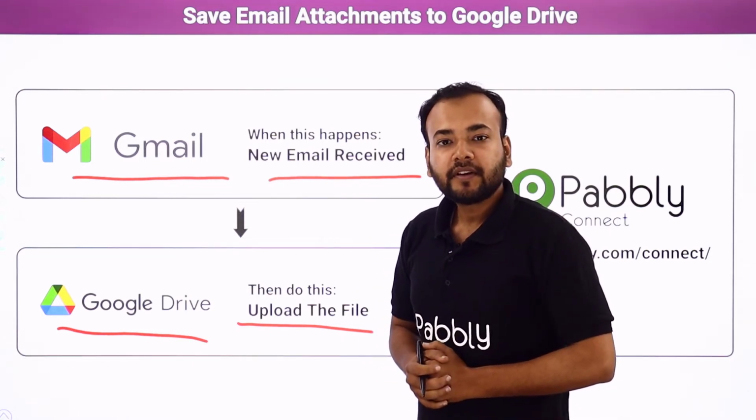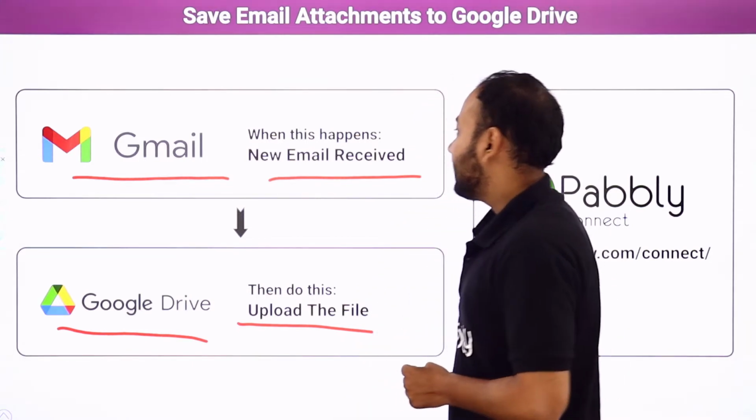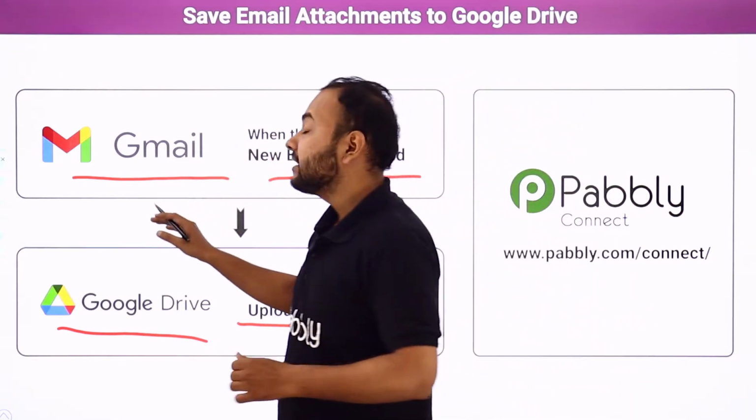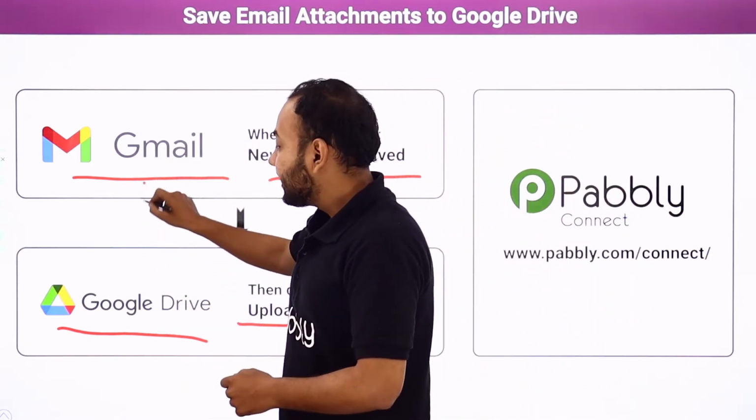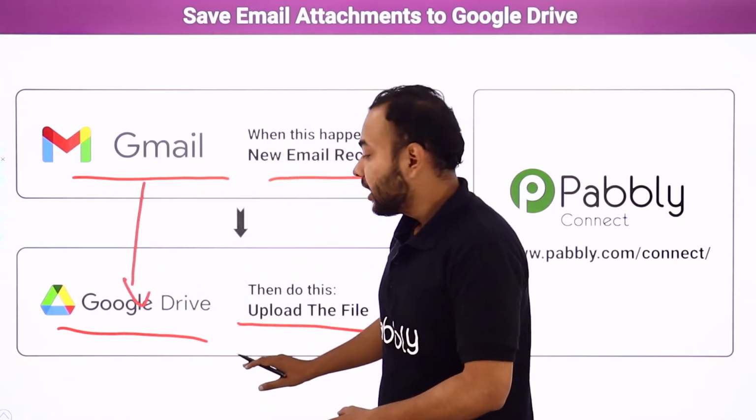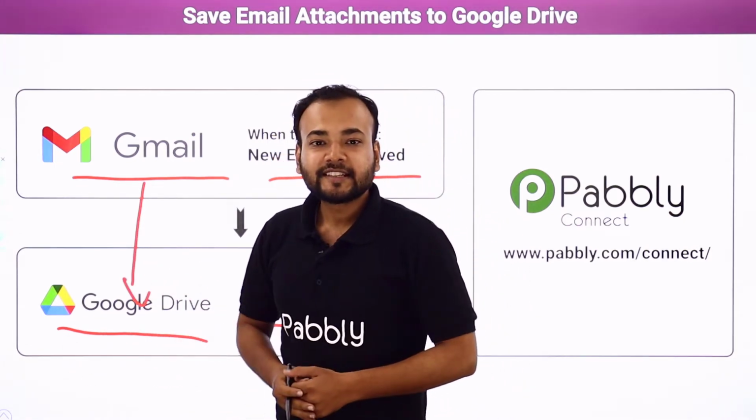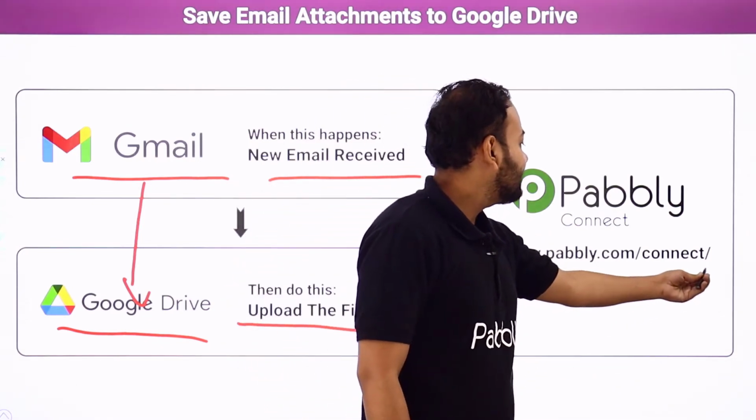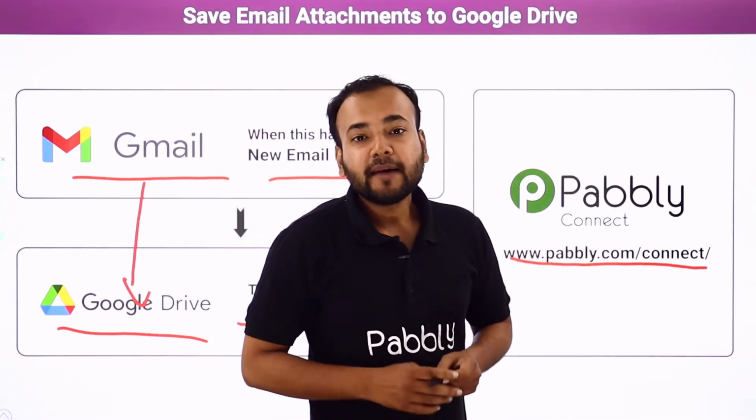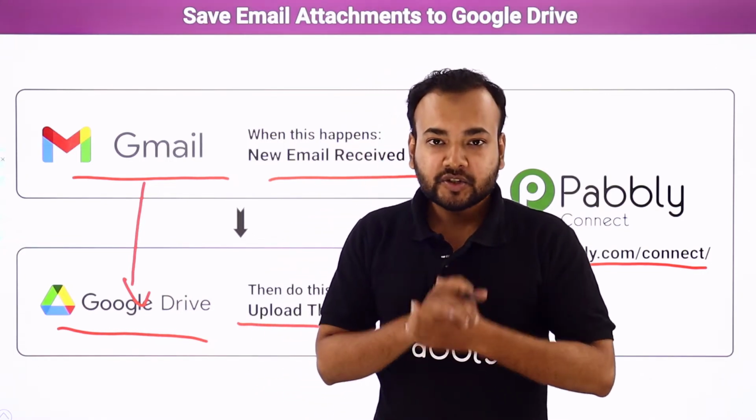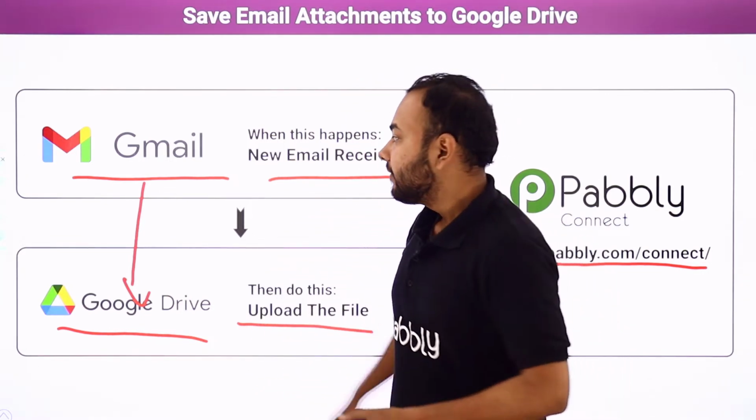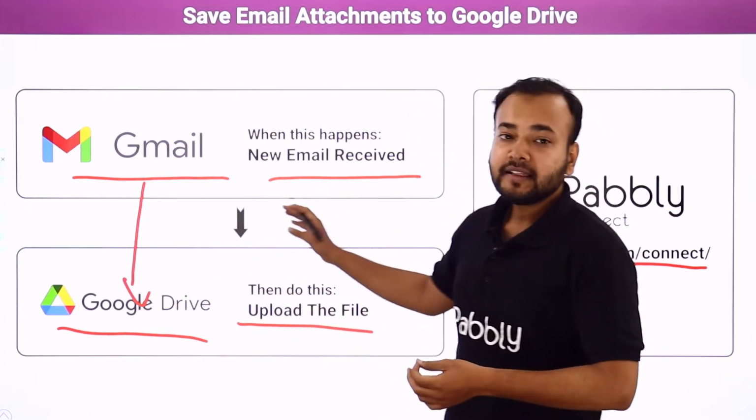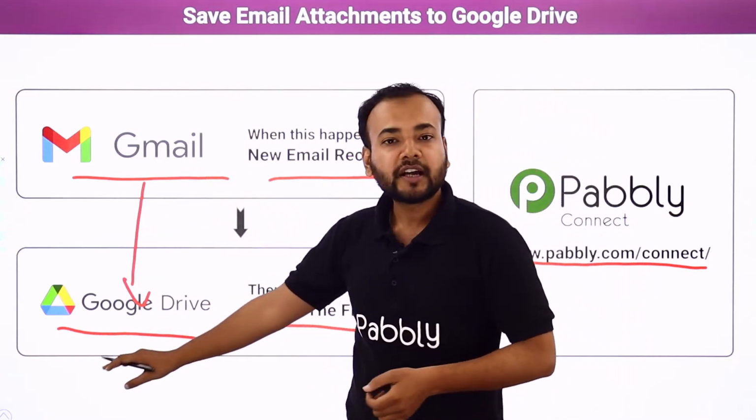So we have a better way for you. What if I tell you that as and when you receive an email from your team along with an attachment, the same attachment gets automatically delivered in a particular folder in your Google Drive? Yes guys, this can happen. And to make this happen, I am using a software called Pabbly Connect. Pabbly Connect is an automation and integration software, and what it will do is connect these two applications together such that when you receive a new email, the attachment will be delivered here on Google Drive.